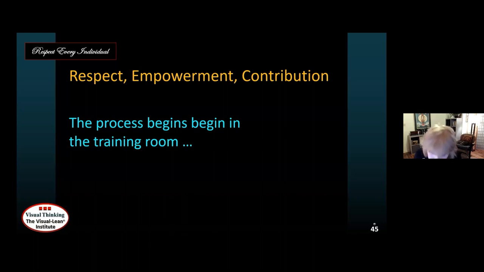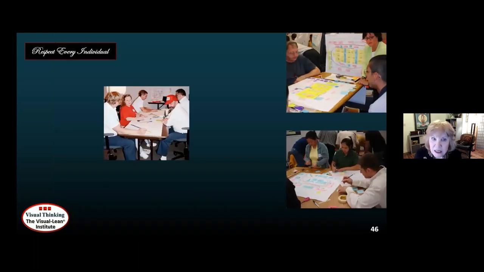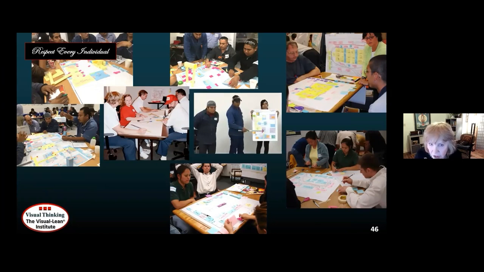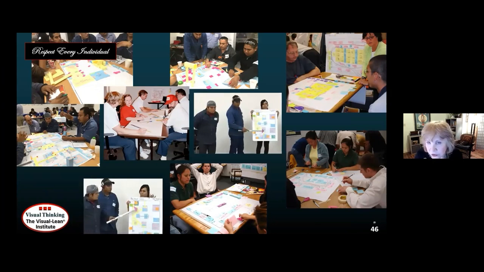This process begins in the training room where people are being trained, where they do the learning first. If you're just doing shoot from the hip training and just meeting with people in a semicircle and saying, this is what we're going to do, you get it, let's go, this is not a process that will work in those circumstances.